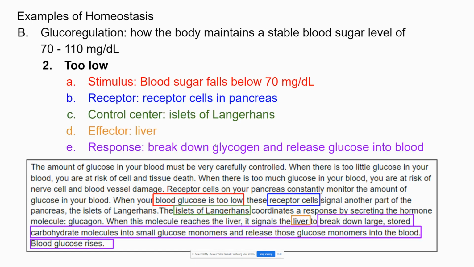Here are the answers. Not too different, right? In this case, the receptor is the same, the control center is the same, the effector is the same, but what the effector is doing in this case is a little bit different, because now there's not enough glucose in the blood. So the liver is attempting to raise the blood sugar level because it was too low. That's what the stimulus was. But everything else stayed the same.